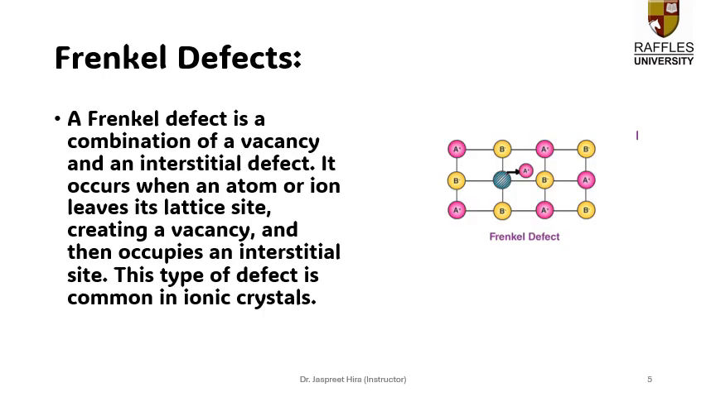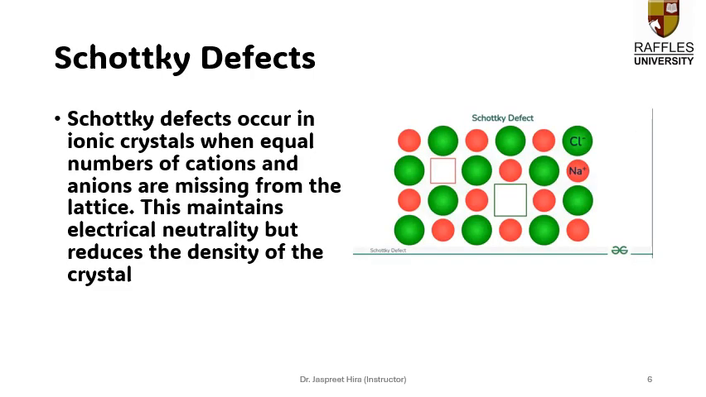Then we have the Frenkel defect. What is a Frenkel defect? Basically, it is a combination of vacancy and interstitial defects, and it occurs when an atom or ion leaves its lattice site, creating a vacancy, and then occupies an interstitial site. This type of defect is common in ionic crystals.